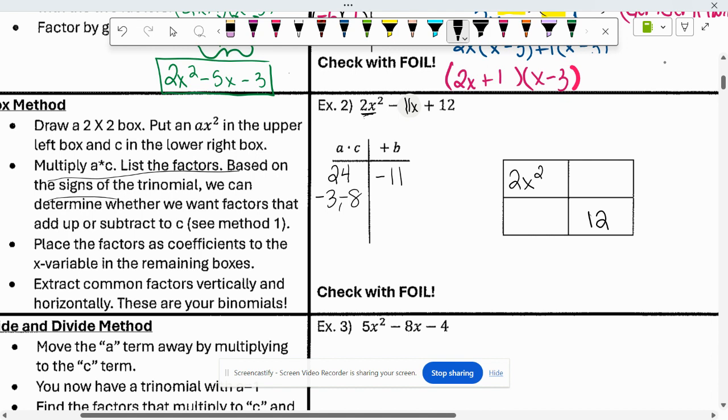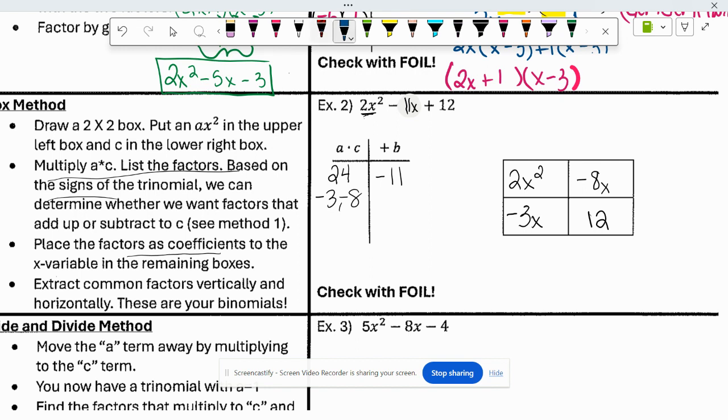Once you choose your factors, you're placing the factors as coefficients to the x variable in the remaining boxes. Coefficients mean that they have a variable attached to them, right? Doesn't matter where they go. So my first factor was negative 3, so I'm going to write that as negative 3x. My second factor was negative 8, so I'm going to write that as negative 8x.